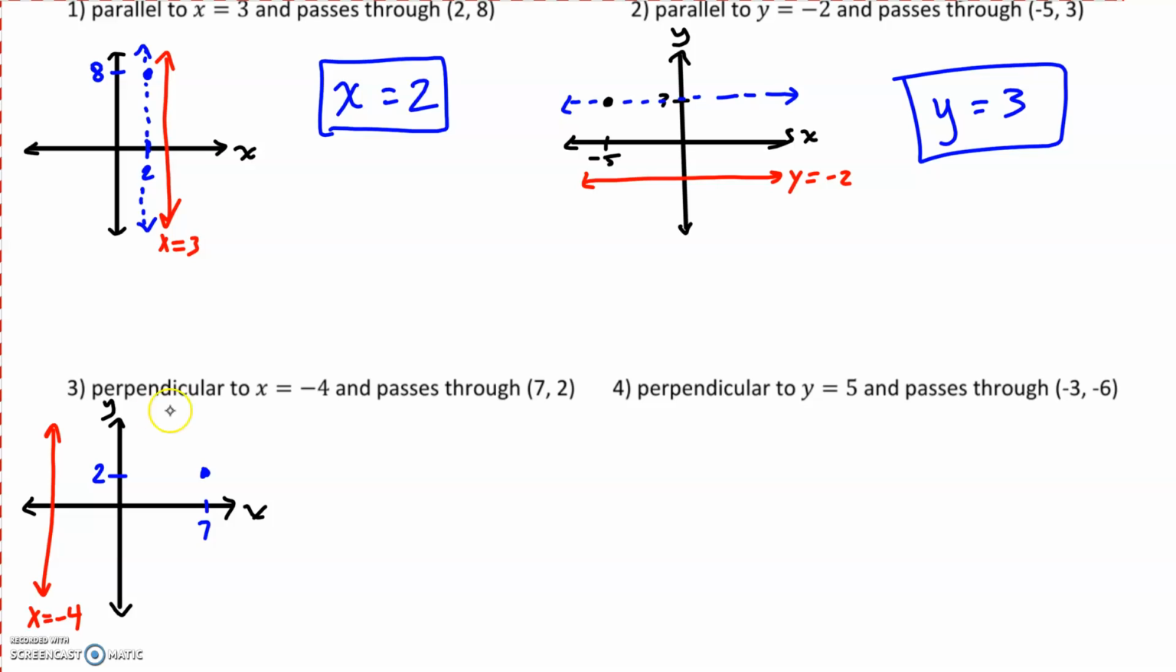This time it says that my line is perpendicular. So I know that it's going to have to cross through at a 90. So you can see my new line is going through the y-axis at 2. And there's my equation. Okay, let's do that last one.